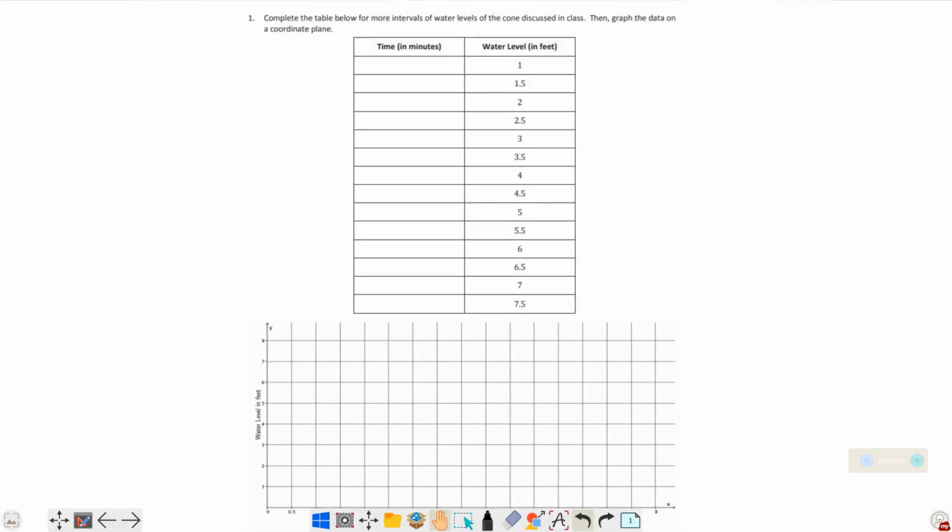Number 1 says complete the table below for more intervals of water levels of the cone discussed in class. Then graph the data on the coordinate plane. In class, we went over the exercise and filled in part 1, 2, 3, 4, 5, 6, 7, and 7.5. So you will need to copy those over from your classwork.